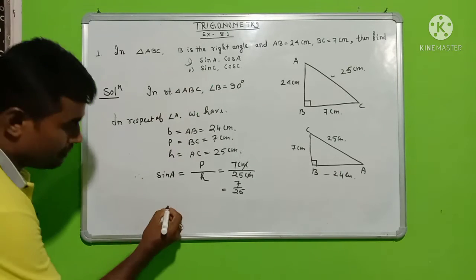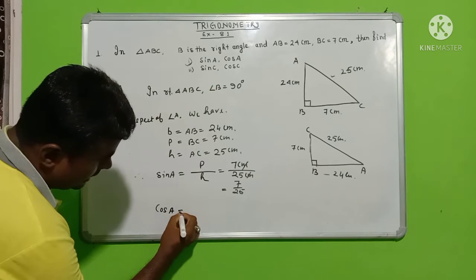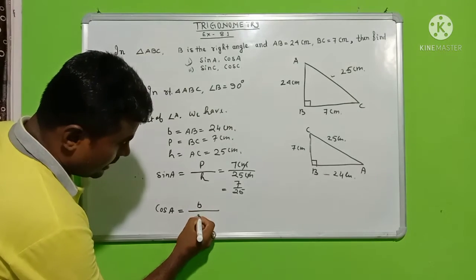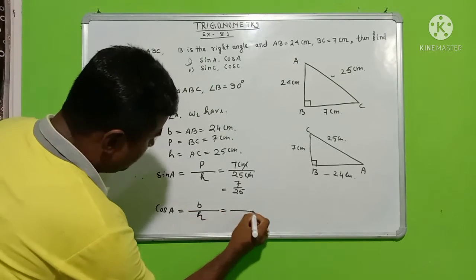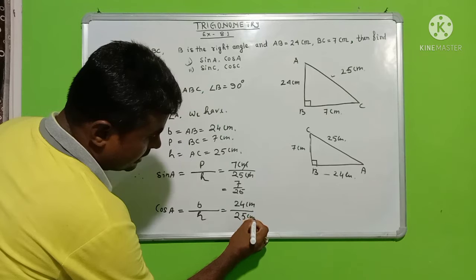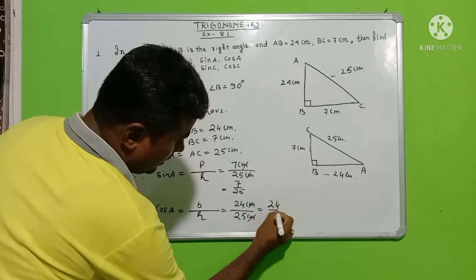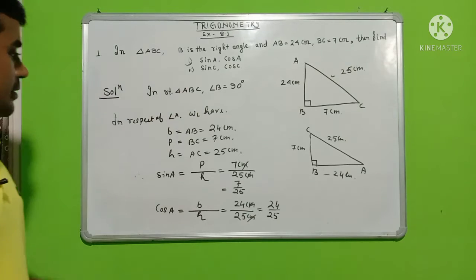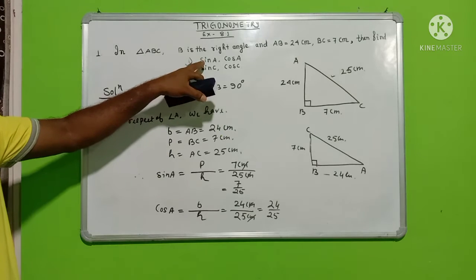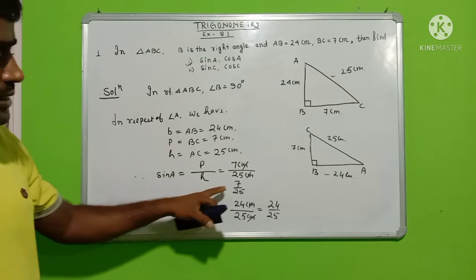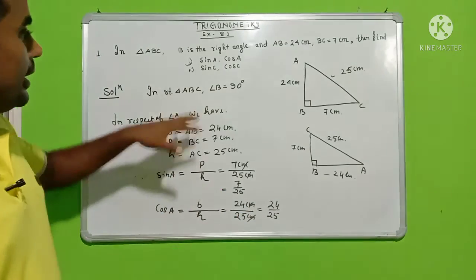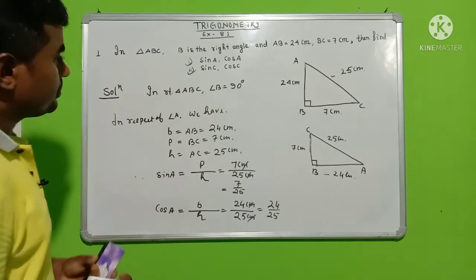Next, cos A. We know cos A is B by H. The value of B, the base, is 24 centimeter and H is 25 centimeter. Cancel, therefore we get 24 by 25. So this is the answer of question 1: sin A is 7 by 25 and cos A is 24 by 25. Then move to question 2.